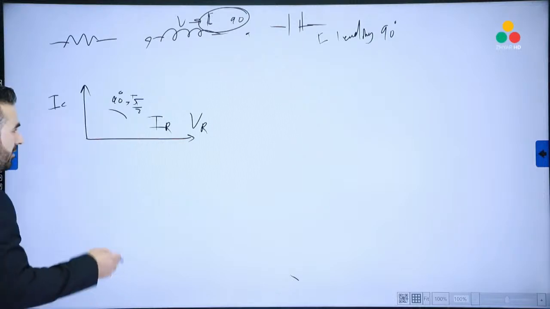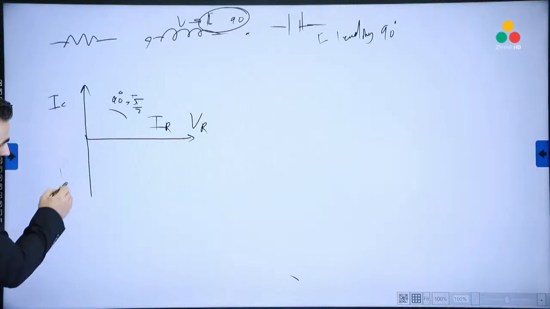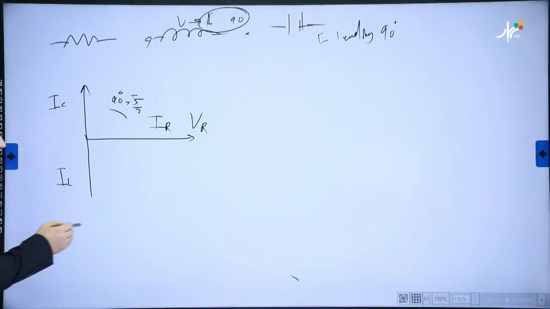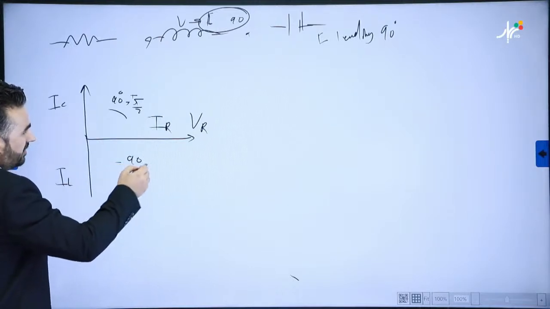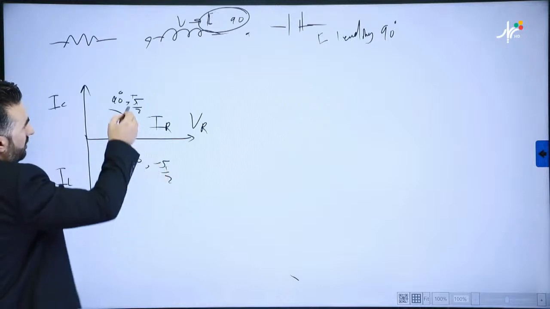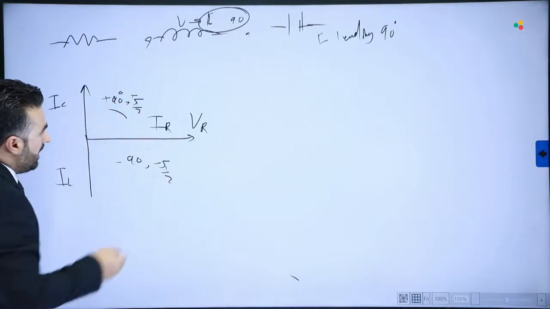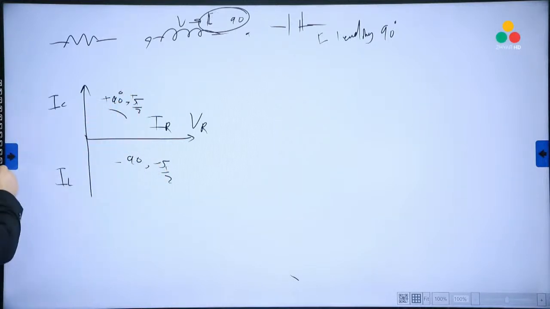So in other words, the current is lagging here. So we can say this IL was lagging by 90 degrees, so we can say this is negative 90 or negative pi over 2. These are positive, by the way. So it would be this. Let's just make this one a bit smaller.